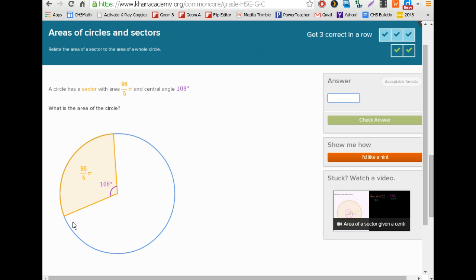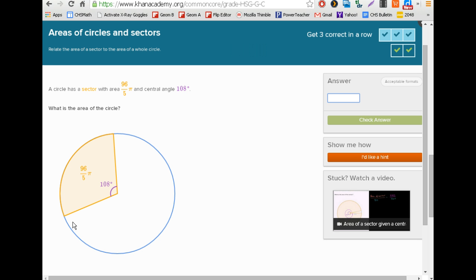All right, so let's go back here for a minute and let's work this one out on paper. So let me just write down, what do I have here? I have the area of the sector. I'm going to write this down before I flip the screen. The area of the sector equals 96 over 5 pi.